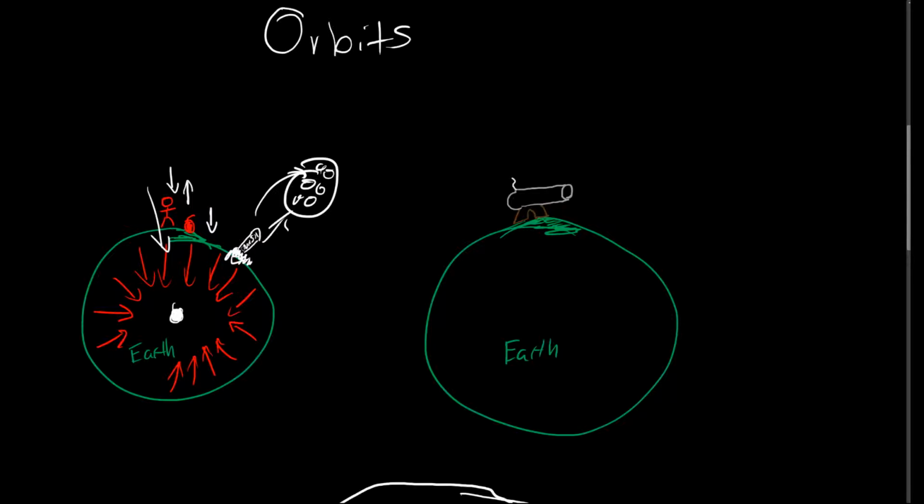But there's escape velocity, and then there's orbital velocity. Orbital velocity is the velocity you need to actually orbit the Earth. Well, what are orbits? Let's try to define that with vectors and this cannon.